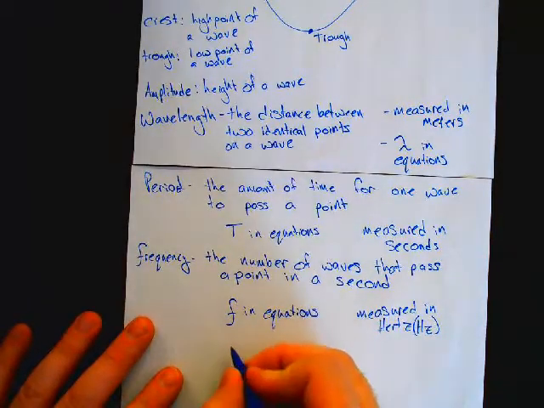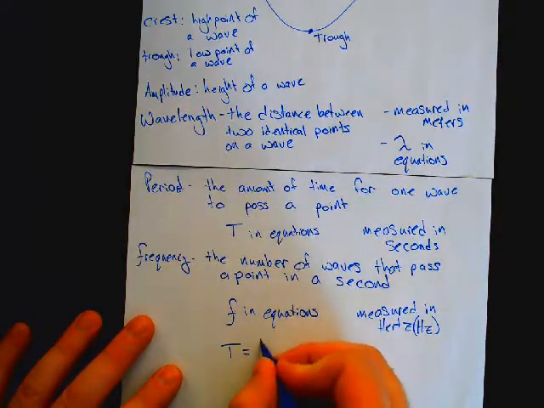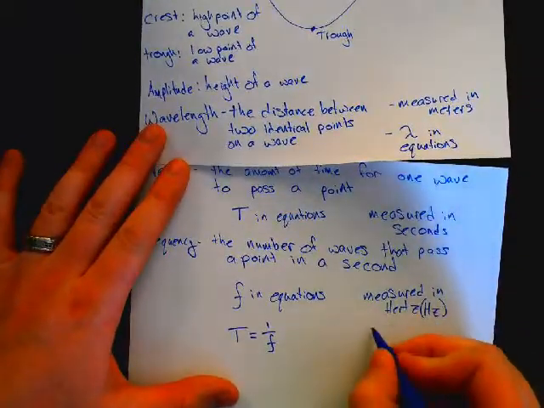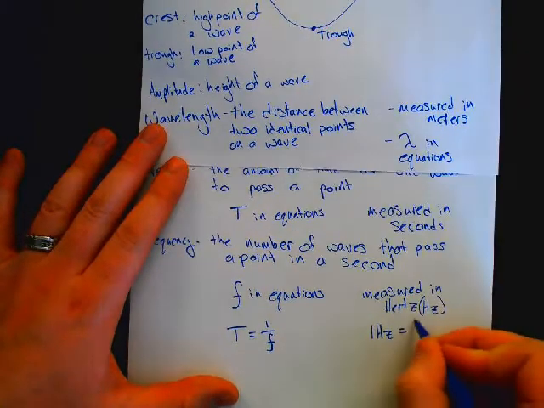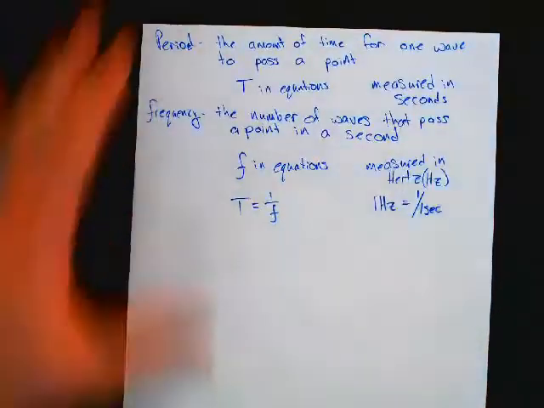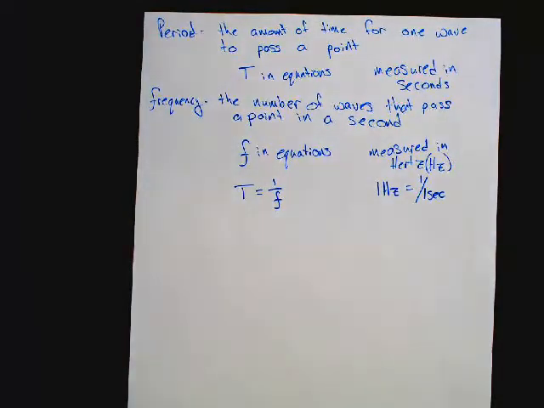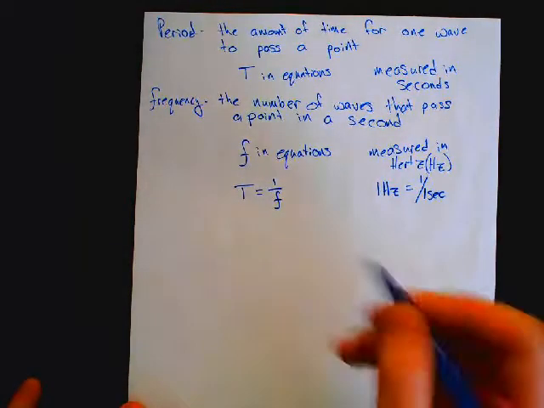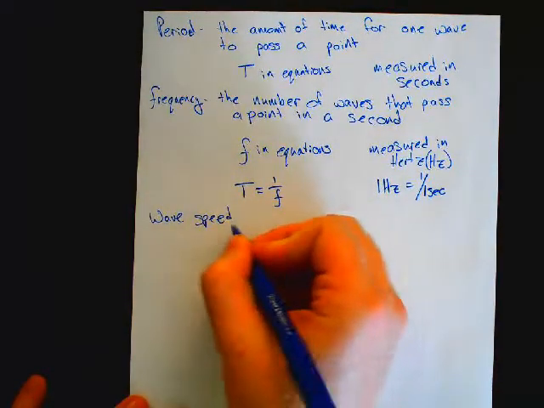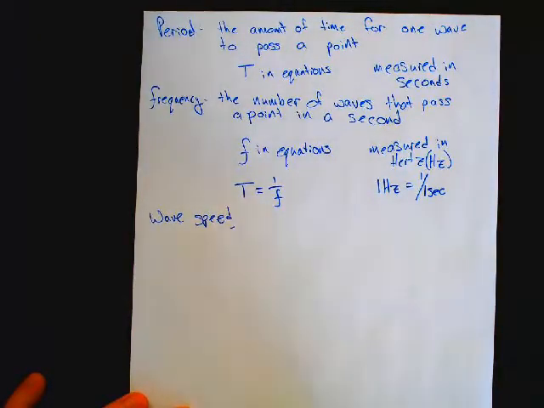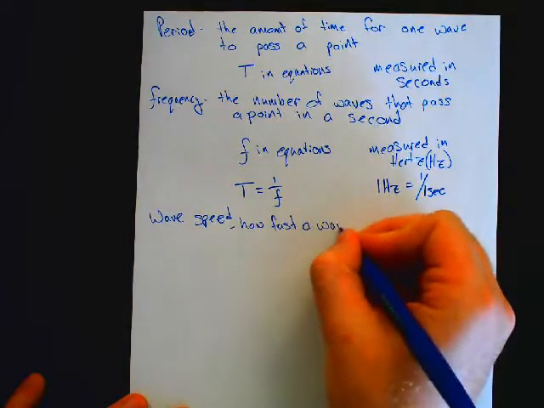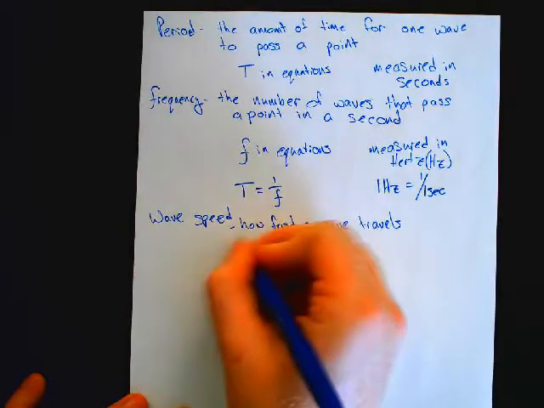And actually, if we're looking at an equation, T for period is equal to 1 over the frequency. So that also means that 1 hertz is equal to 1 over 1 second. Okay? So frequency and period are just inversely related. And the last one that we've got to add on here is wave speed. Wave speed is simply how fast a wave travels from one point to another.